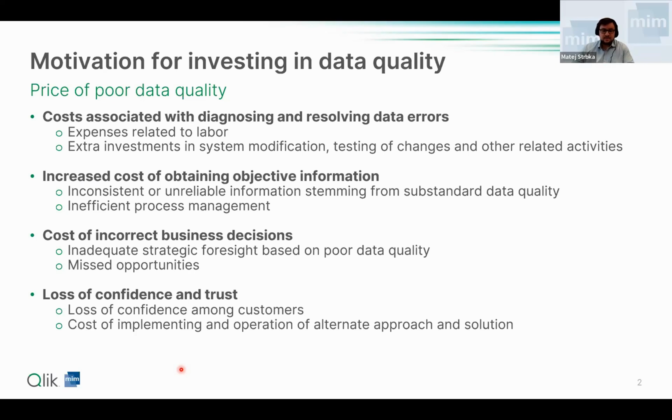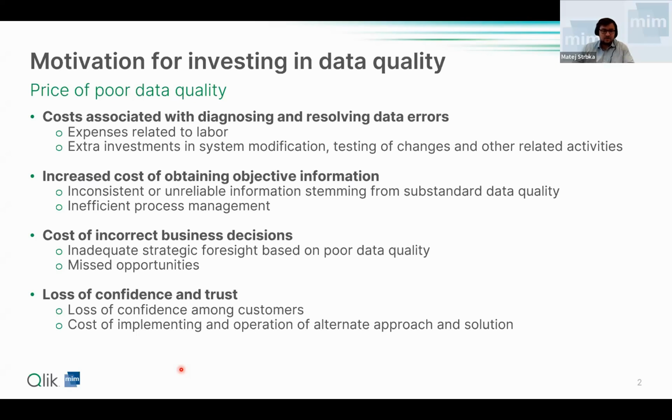Second motivation, or second main pillar, for investing in data quality is the increased cost of obtaining objective information. If we have inconsistent or unreliable data, or the data is of substandard quality, it is pressure and an increase of the cost when we want to obtain solid information or objective information for further development of our company or the strategy. It also can lead into inefficiency in our process management, whether it is processes which are already established in our organization, or it might be the cost of inefficiently managing processes which are to be developed.